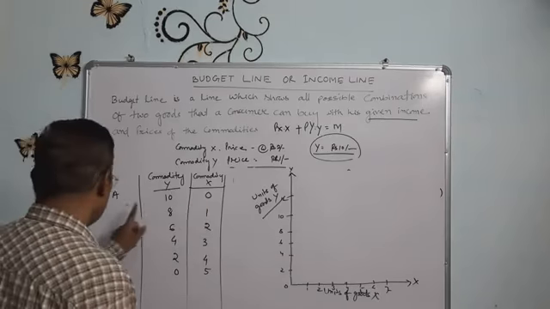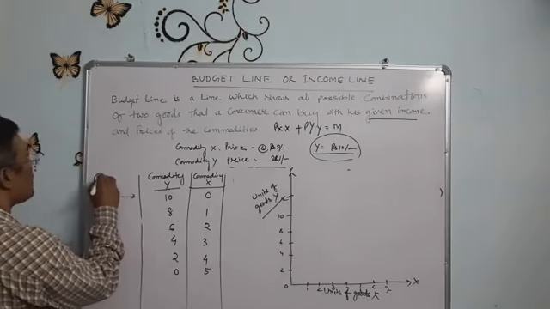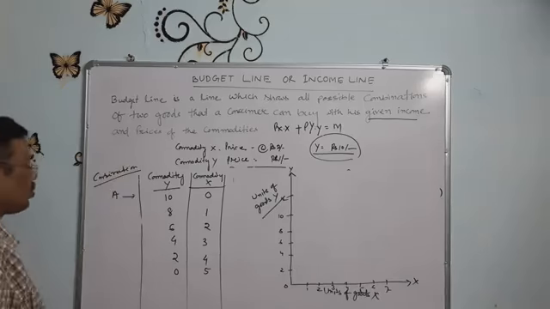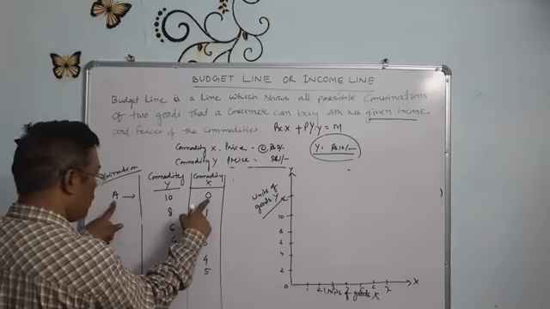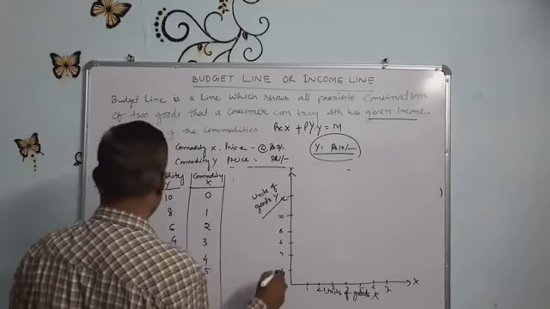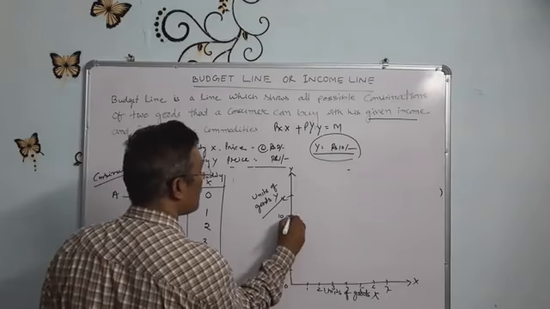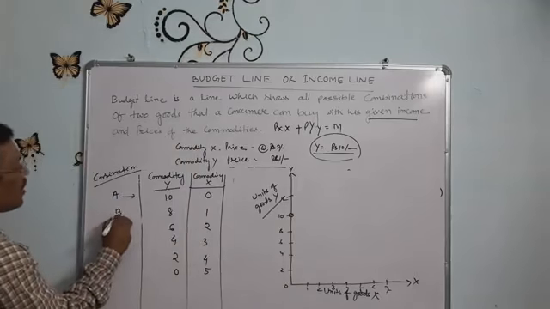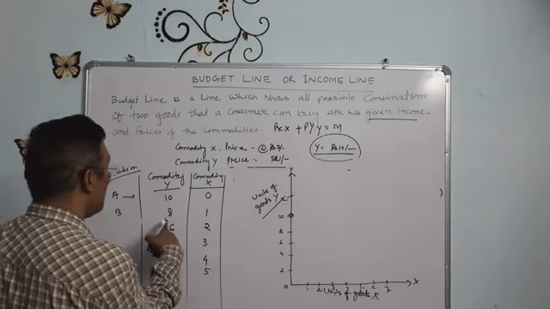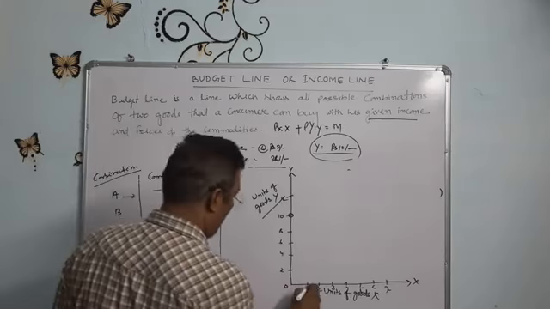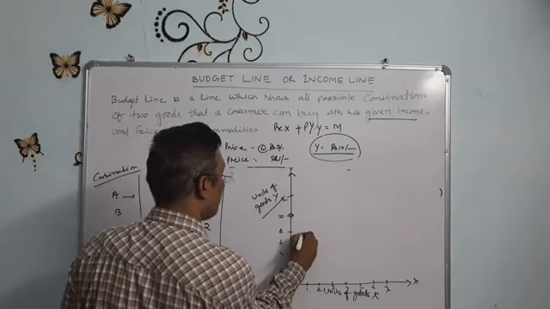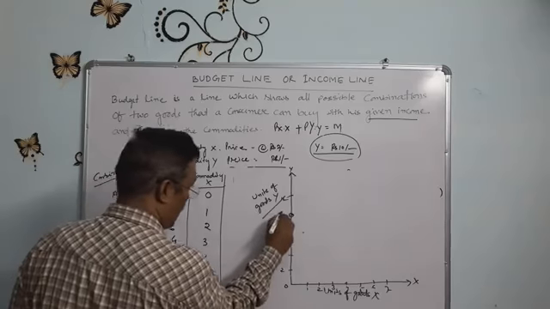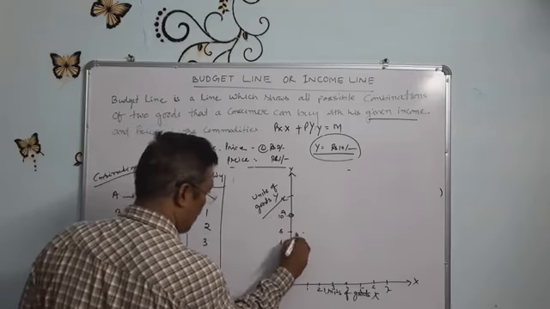0, 10. This is the first combination of two goods. I may write here, A is the combination X goods 0 and Y goods 10. So X goods is 0, Y goods is 10. These are the points. Similarly, B is the combination of X goods 1 and Y goods 8. This is the A point. This is the B point.